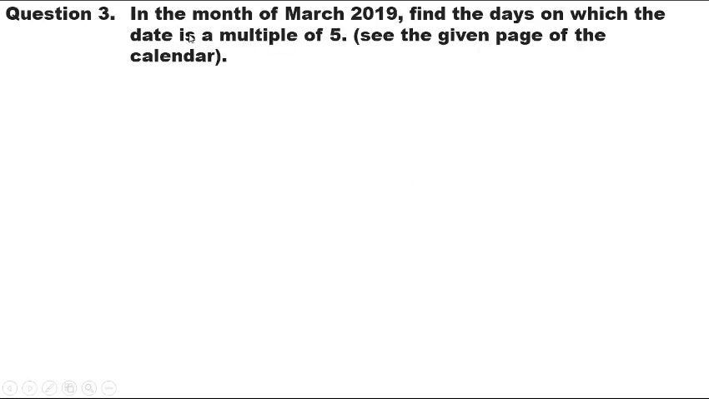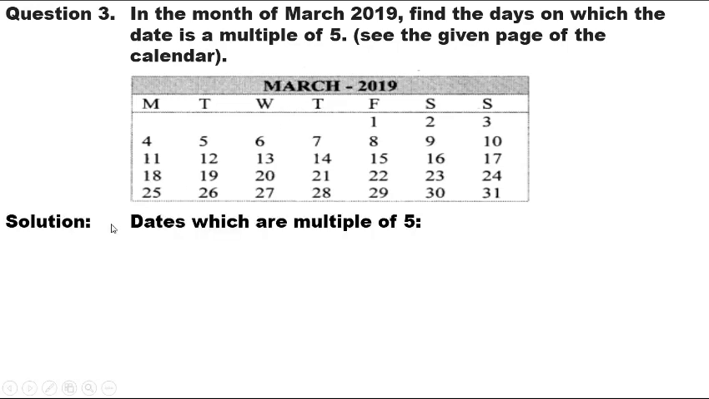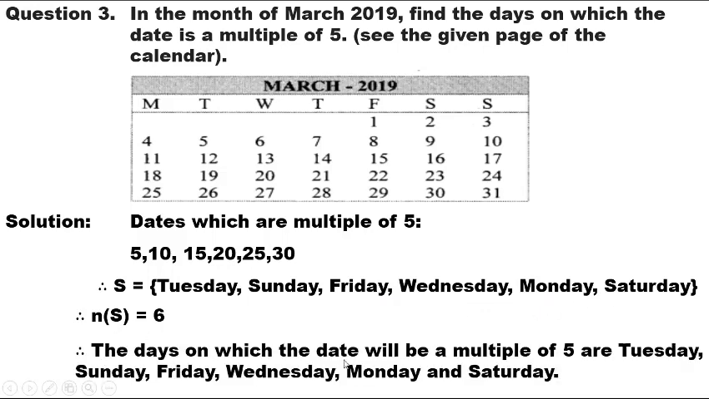Question third, in the month of March 2019, find the days on which the date is a multiple of 5. Solution, dates which are multiples of 5 are 5, 10, 15, 20, 25 and 30. Therefore, 5 is a Tuesday, 10 is a Sunday, 15 is a Friday, then Wednesday, Monday and Saturday. So the number of sample points is 6. The days on which the date is a multiple of 5 are Tuesday, Sunday, Friday, Wednesday, Monday and Saturday.